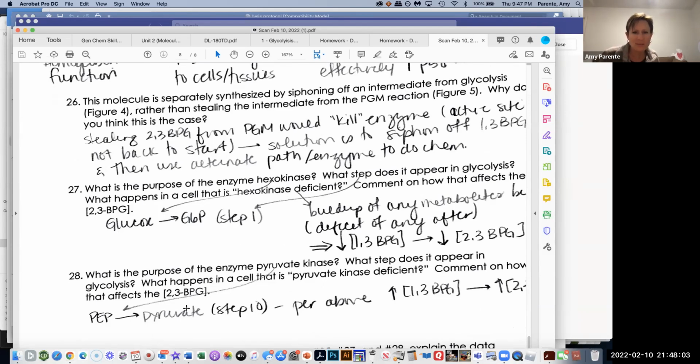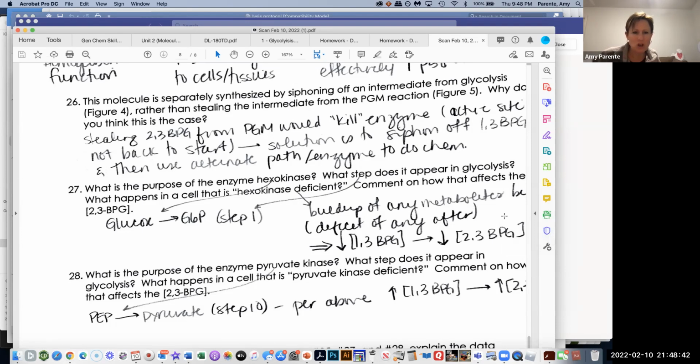So the purpose of the enzyme hexokinase is it's step 1 in glycolysis that converts glucose to G6P. So for a cell that is hexokinase deficient, and we talked about this when we did these slides, anything that's deficient means you are going to build up metabolites prior to it, and you're going to have a deficit of any enzyme or any metabolites after it. So if we are talking about somebody who's hexokinase deficient, we're going to have low levels of 1,3-BPG, which means low levels of 2,3-BPG. Thumbs up if that makes sense.